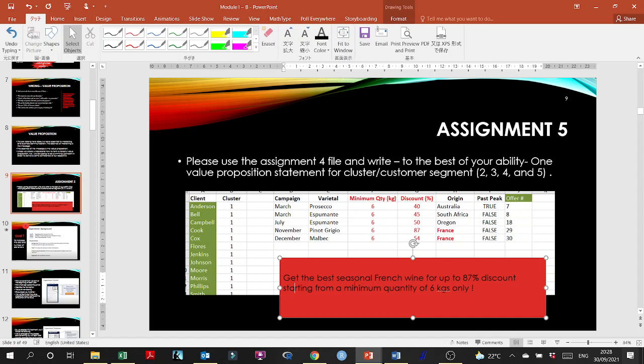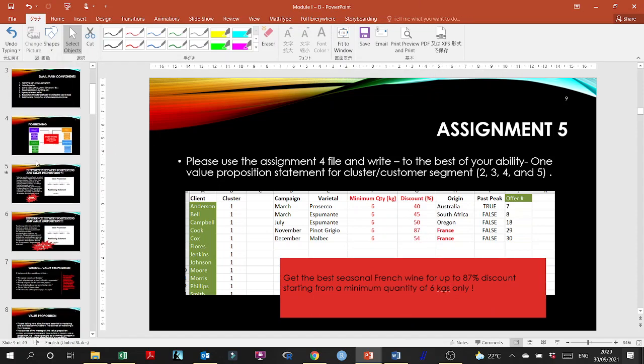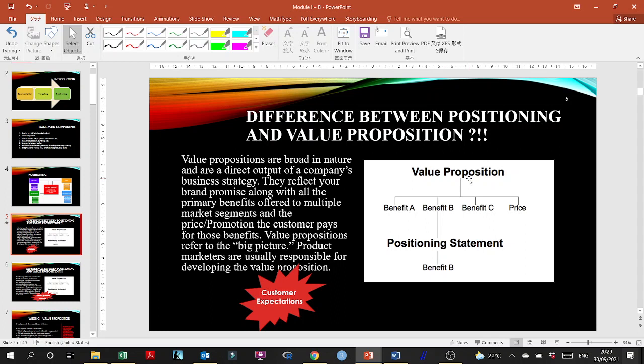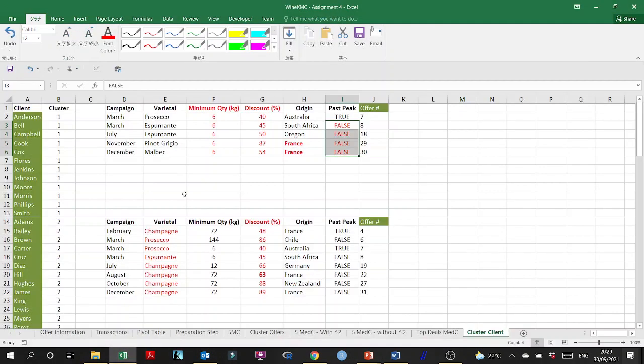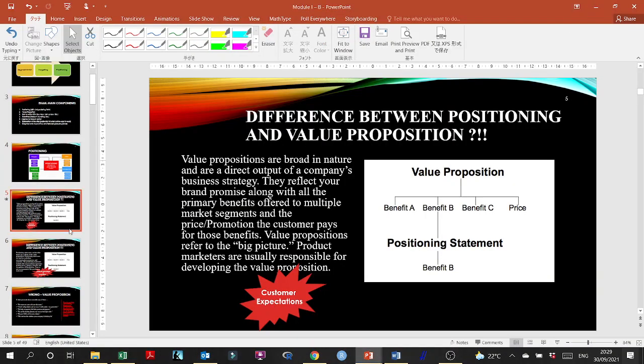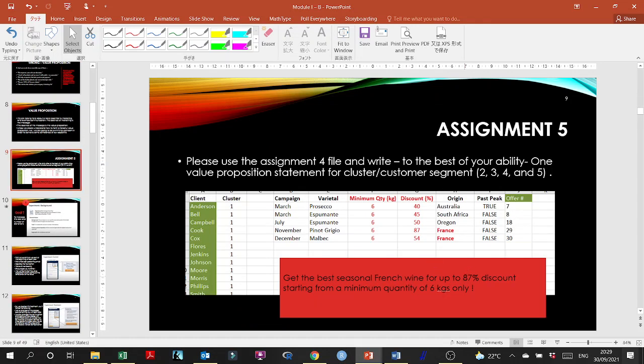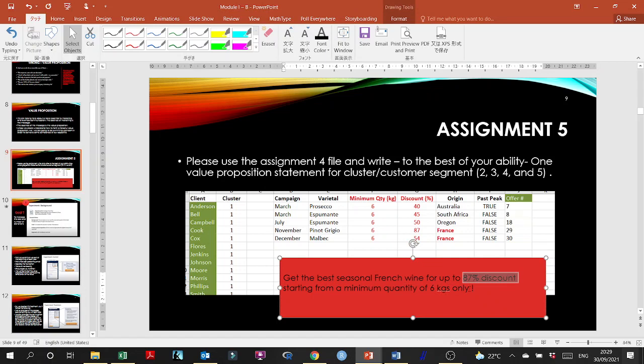So get the best seasonal French wine for up to, here's the incentive, because remember, lovely people, when we're talking about the value proposition, we need to talk about price, but you have different products under the French seasonal, right? So you're not going to give the price all of a sudden like that, unless you say for only $10 and so forth. But we don't have this information. So instead, the proxy for a price will be the discount. So this is why you need to, by all means, say something about the discount in your value proposition. You need to add this price element in there.